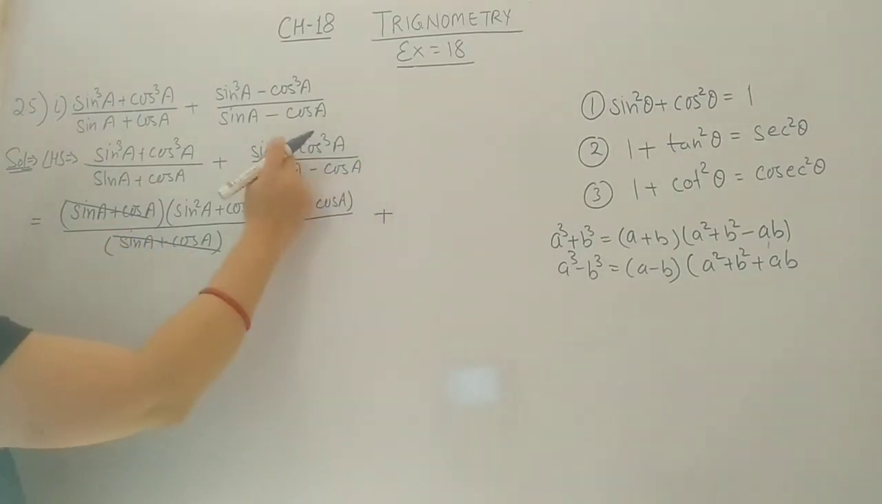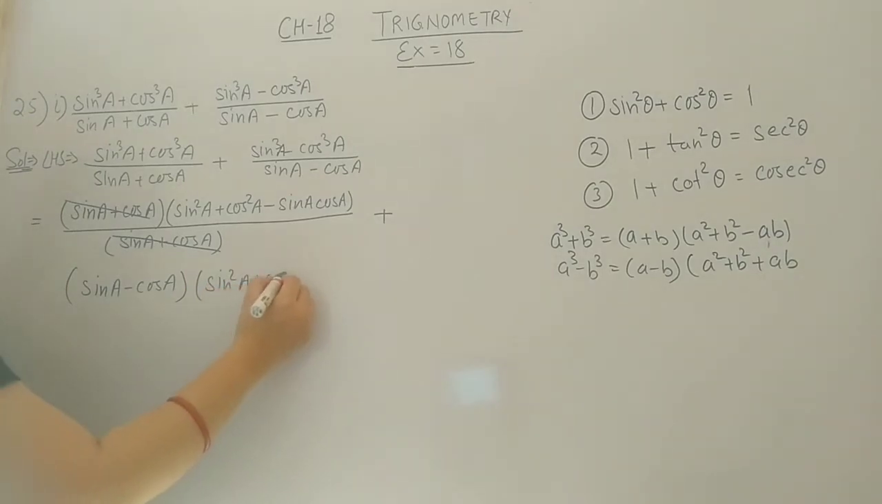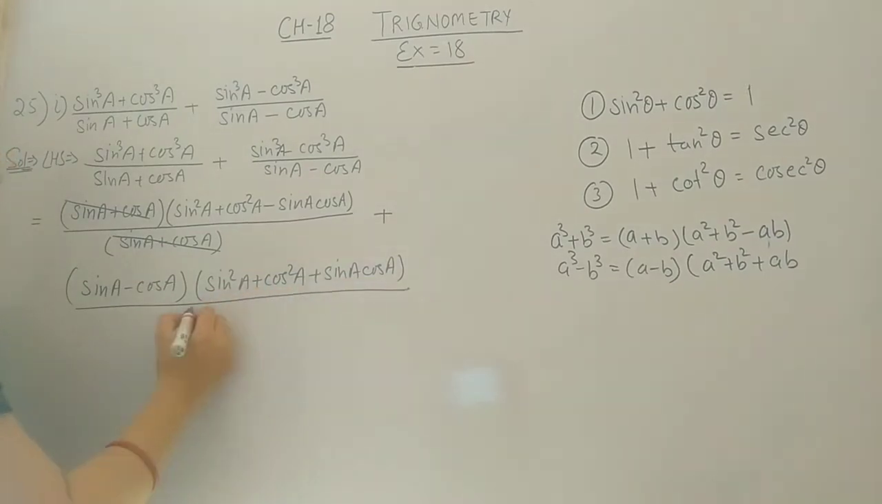Now second term, with the help of the a cube minus b cube formula, it will become (sin a − cos a), another bracket (sin²a + cos²a + sin a cos a), divided by sin a minus cos a. So in this second term, this sin a minus cos a will cancel out.